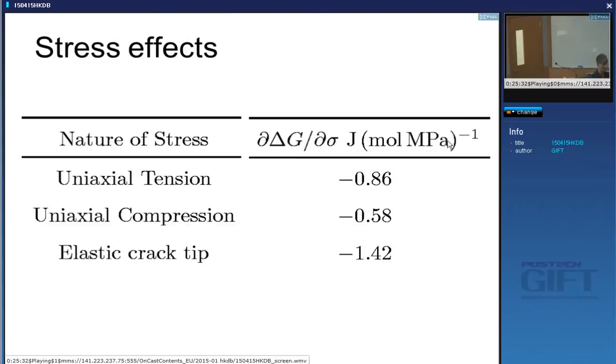And at a crack tip, you have a combination of stresses. If I apply hydrostatic compression, that will oppose martensitic transformation because there's no shear stress with a hydrostatic compression. Yeah? So all this is fairly easy to work out.